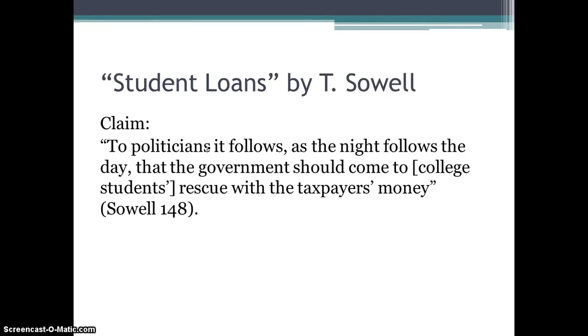So in this particular essay, Student Loans, we're going to pull out one claim that he makes. "To politicians, it follows as the night follows the day that the government should come to college students' rescue with the taxpayers' money." I bracketed college students since it said "they" in this case. This was from Sowell, page 148. This is one claim that Sowell makes early in his essay, and a claim that seems to be consistently important in his thinking. So it seems to me that this would be a valid claim to discuss if we were going to write an argument essay about Sowell's initial essay.